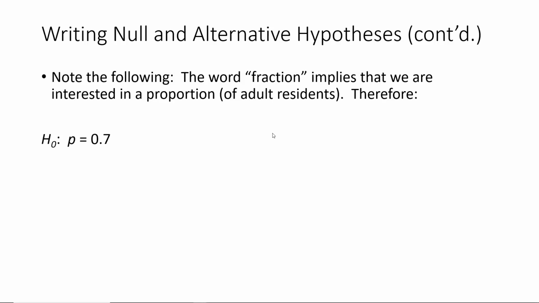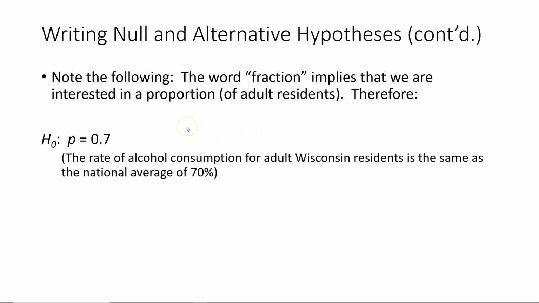Therefore, symbolically, we would write our null hypothesis as population proportion equals 70% or 7/10. And notice what that says. It's a skeptical position that says that the rate of alcohol consumption for adult Wisconsin residents is the same as the national average, no less nor no more.